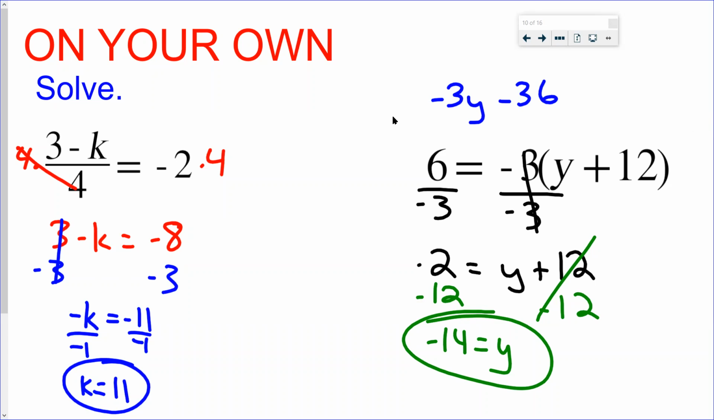Remember, if you see all these fractions, multiply by the least common denominator. All right, remember, if you have any questions, put a star by a problem. If you want to see another problem, put a star by that problem as well.